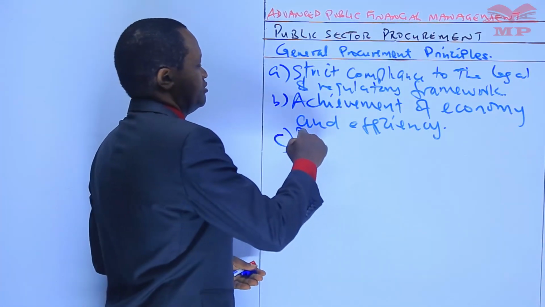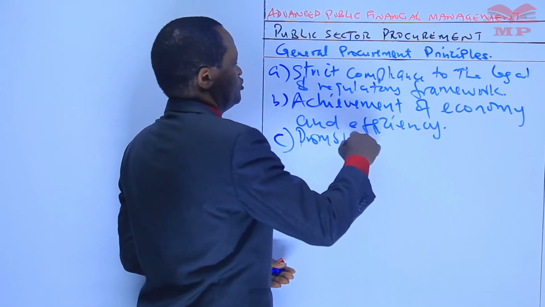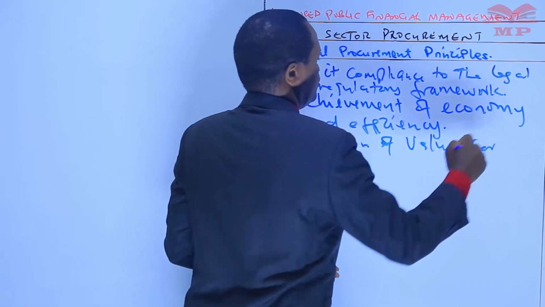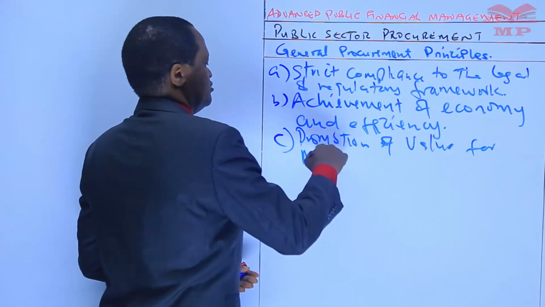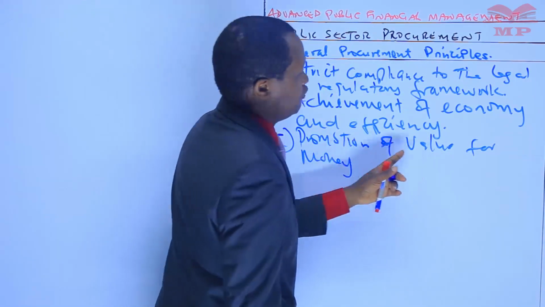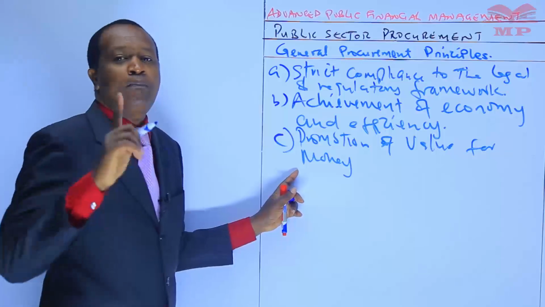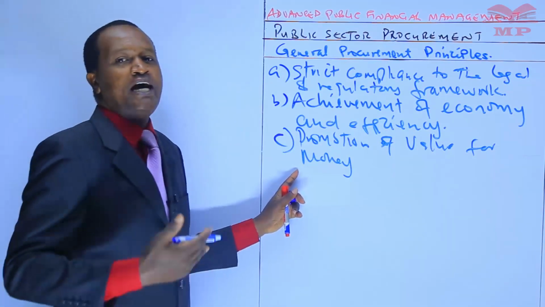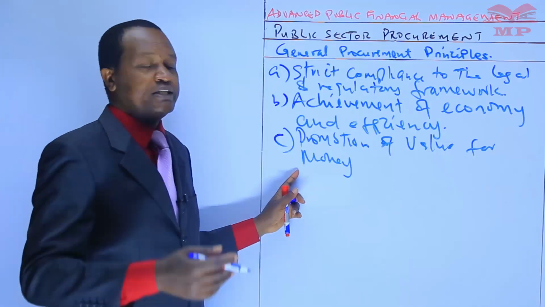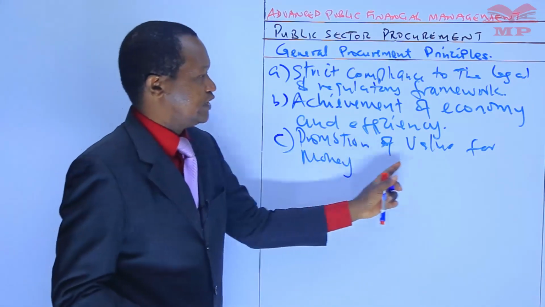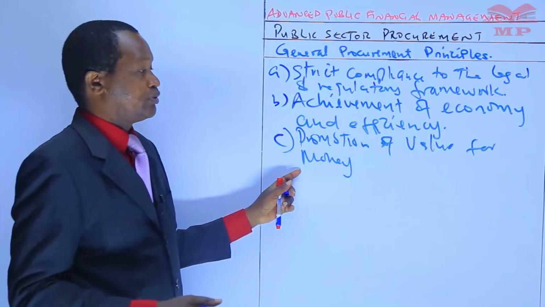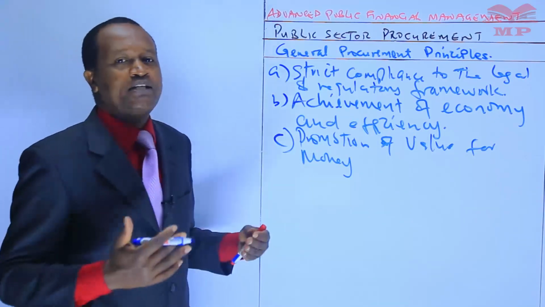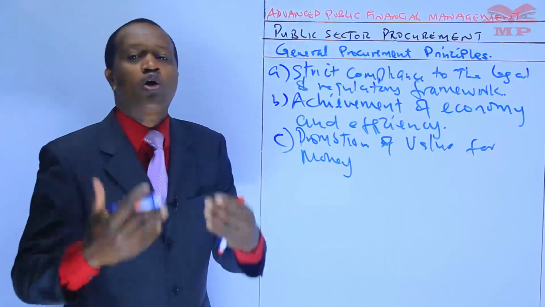Three, promotion of value for money. Promotion of value for money through effective competition and careful procurement planning. So value for money can be promoted through careful procurement planning and effective competition.